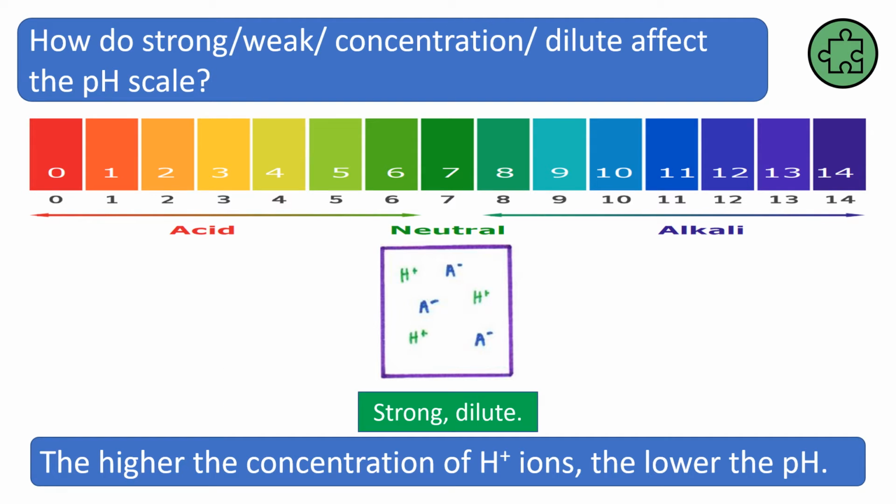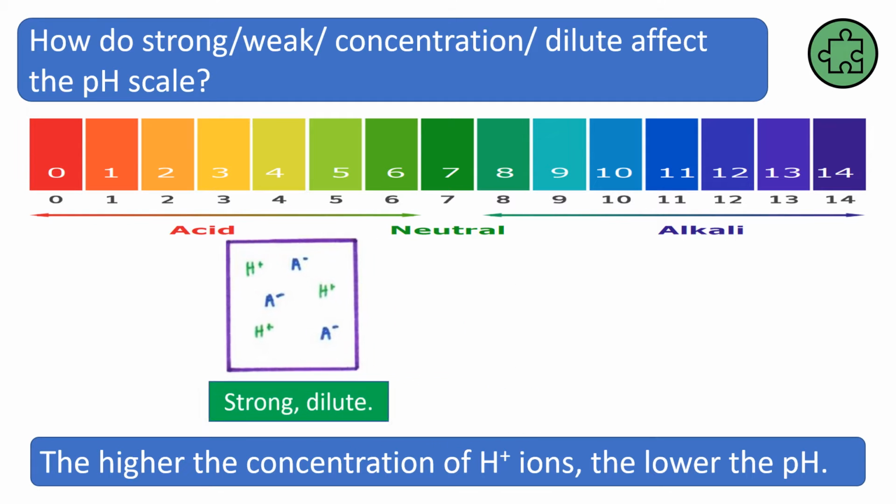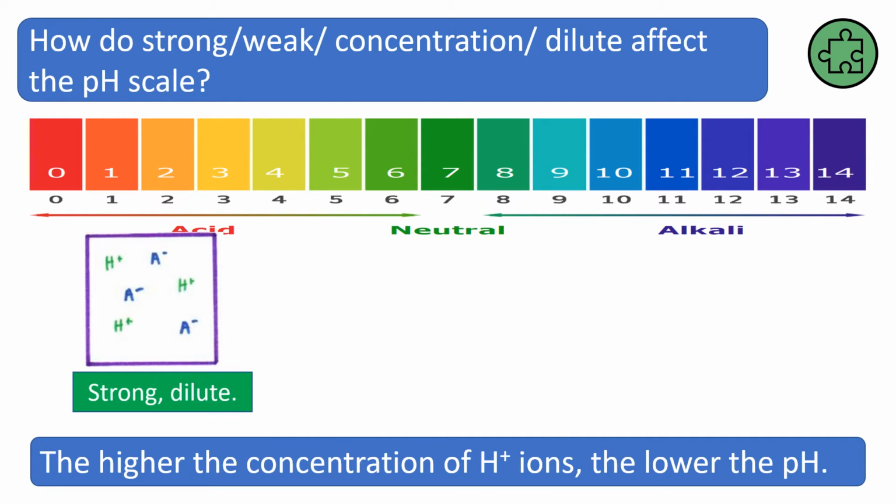Okay, what about this one here? It's a strong acid, so all the hydrogen ions are ionised, but it's dilute. So there's not actually many particles in a given volume. Well, hopefully you could accept that it's still going to be relatively strong, but it's not going to be as strong as that concentrated acid that we had previously, because there's simply not as concentrated a number of hydrogen ions. So it's not quite as low as the previous one.